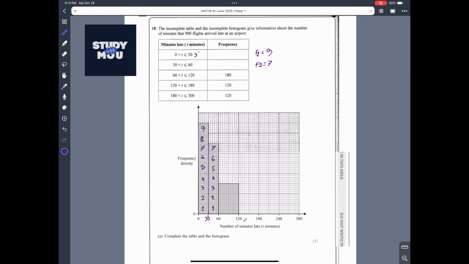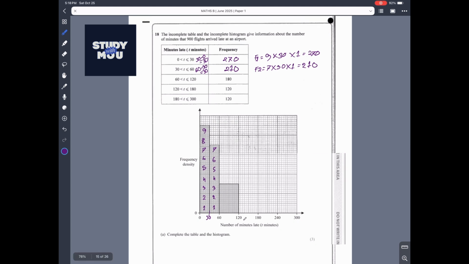The difference between 30 and 0 is 30. We'll multiply 30 here and we get 270. And for this, 60 minus 30 is 30. 30 multiplied by 7, we get 210. Let's fill in the blanks: 270 and 210. They have also asked us to complete the histogram.